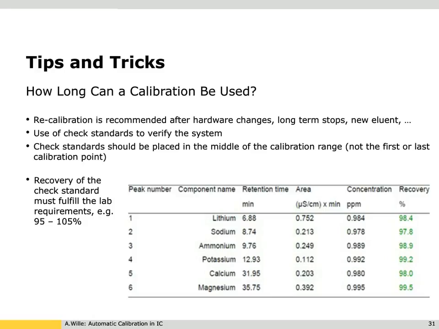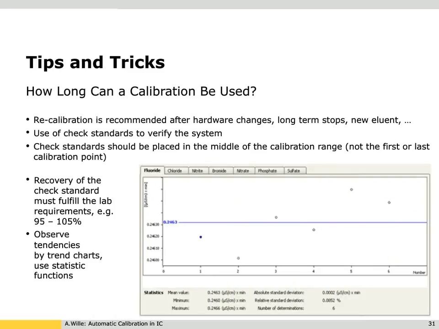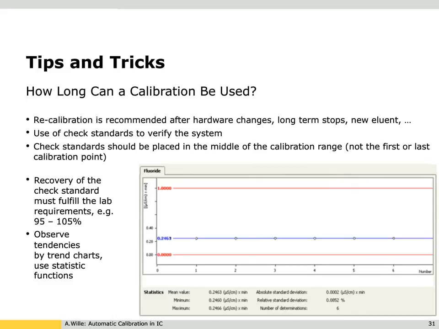And have a look for tendencies, for example, by trend charts. Here we see an example, and at the first look it looks like a positive trend, but use also statistic functions. So if you set here warning limits, which are also depending on your requirements, it can be 2 sigma, 3 sigma, or a fixed amount, then you see, for example, this was not a trend. It was really excellent with less than 1% relative standard deviation here for this example.